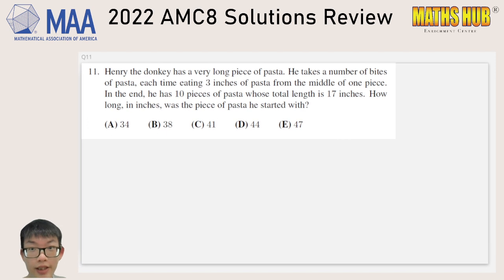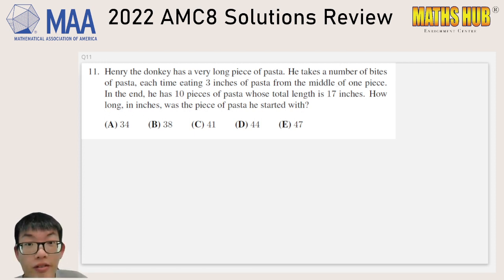Question 11. Henry the donkey has a very long piece of pasta. He takes a number of bites of pasta, each time eating 3 inches of pasta from the middle of one piece. This is some annoying donkey. In the end, he has 10 pieces of pasta whose total length is 17 inches. Okay, this is important actually.